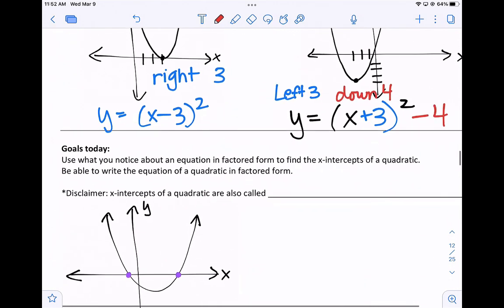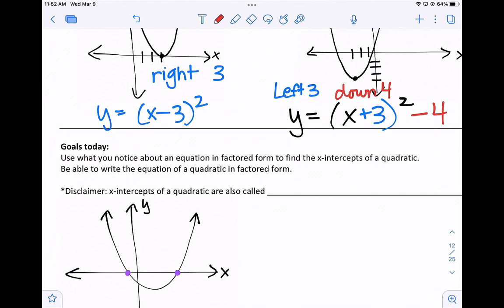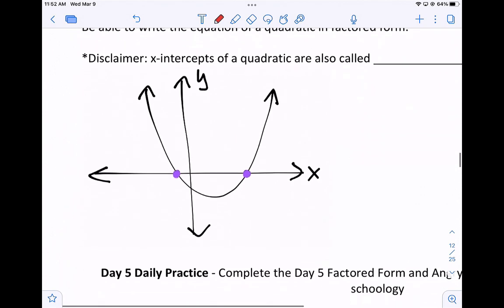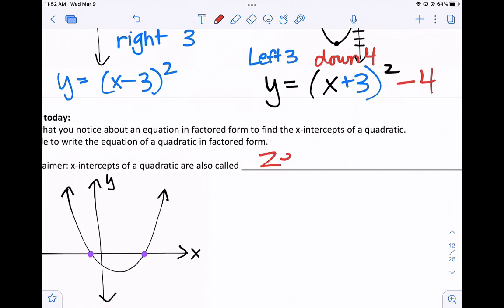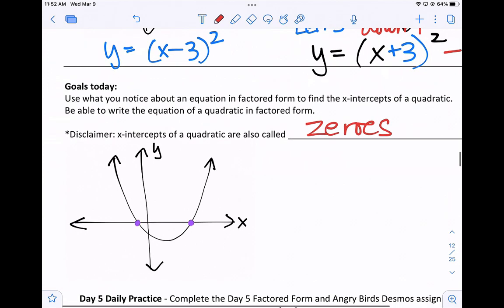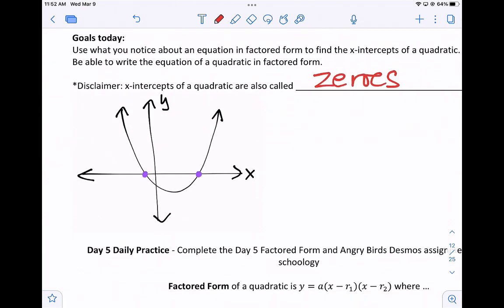Our goal today is we're going to take a look at a new form of a quadratic. A quadratic has many different forms, and one of the forms is called factored form. Today you're going to use what you know about an equation in factored form to find the x-intercepts of a quadratic. You should be able to write the equation of a quadratic in factored form. Disclaimer: when I say the word x-intercepts, here's what I'm talking about, these 2 points right here. They're also called the zeros of the graph, because they are at the point where y equals 0.